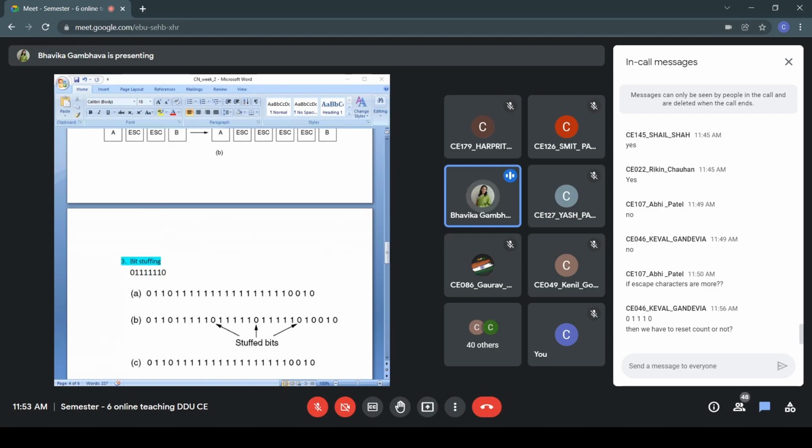Yes, Keval. If after 3 ones you have a 0, then you will reset the counter. Whenever you have 5 ones together, then you will insert 1 0. Otherwise not. That's it.